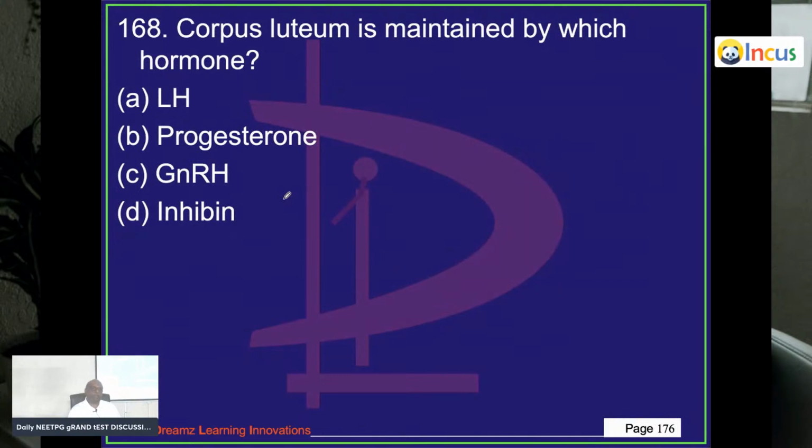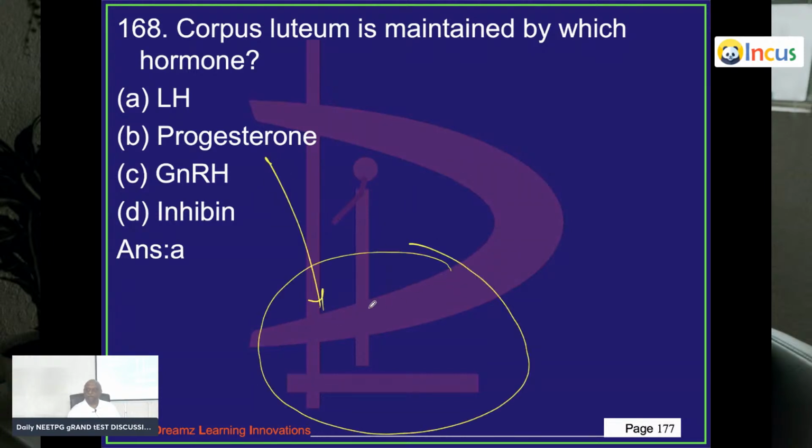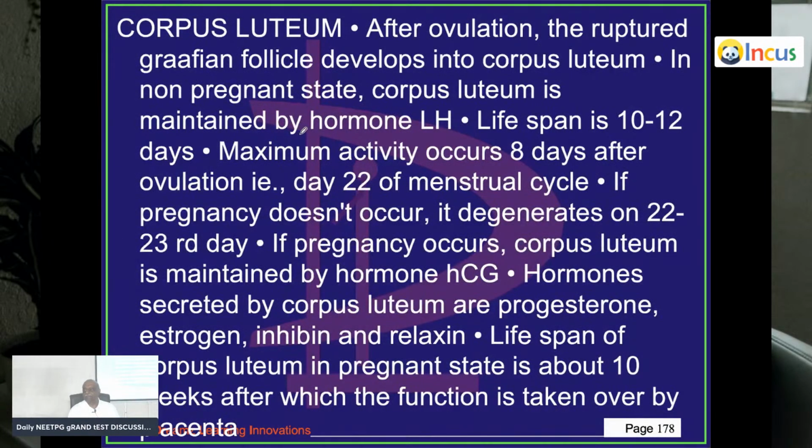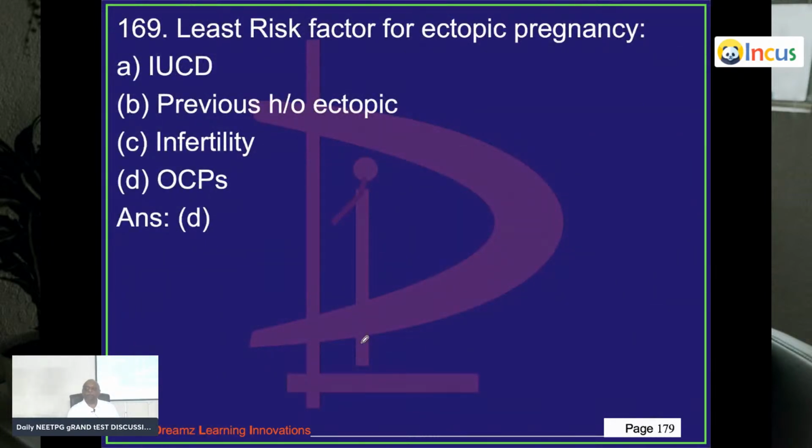Corpus luteum is maintained by... It maintains your endometrial lining, progesterone. Hormones produced by the corpus luteum are progesterone, estrogen, inhibin, relaxin. Least risk factor for ectopic pregnancy is OCPs, not IUCD.